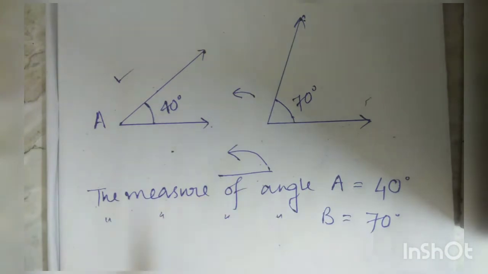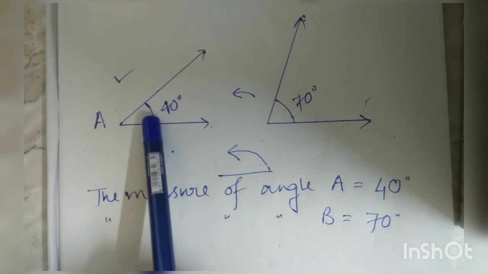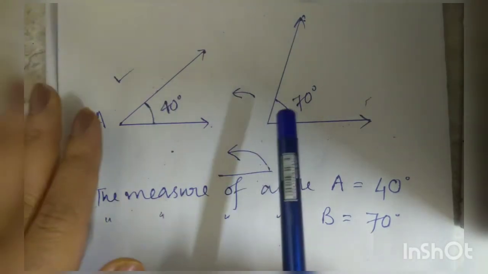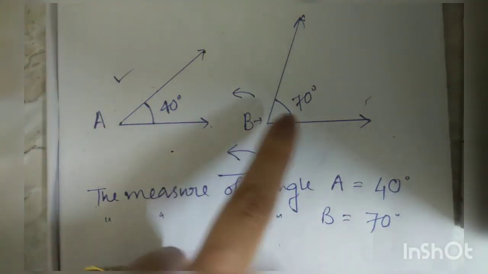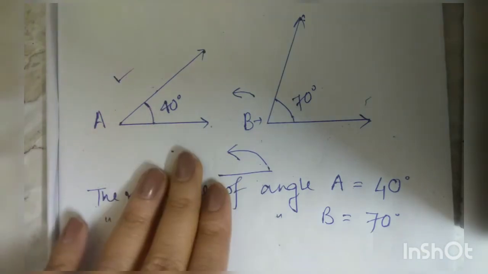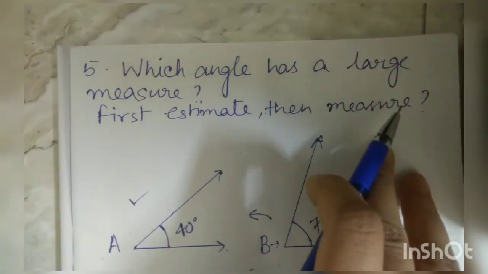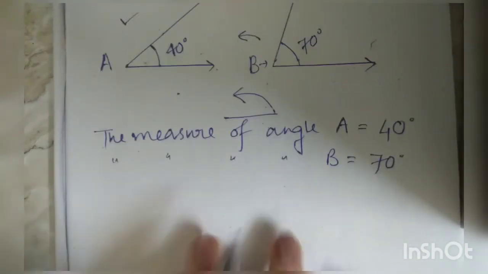Or else we can also check it by only watching them. See, this one is 40 degrees and this one is 70 degrees. We don't know the exact measurement, but we can estimate that angle B is a little bit larger than angle A. We can estimate it by watching, but in this question it was written that you have to estimate and then measure. So we estimated that B may be more than angle A, and we measured it also. A is equal to 40 degrees, B is equal to 70 degrees with the help of the protractor. Then we come to know which one is bigger.